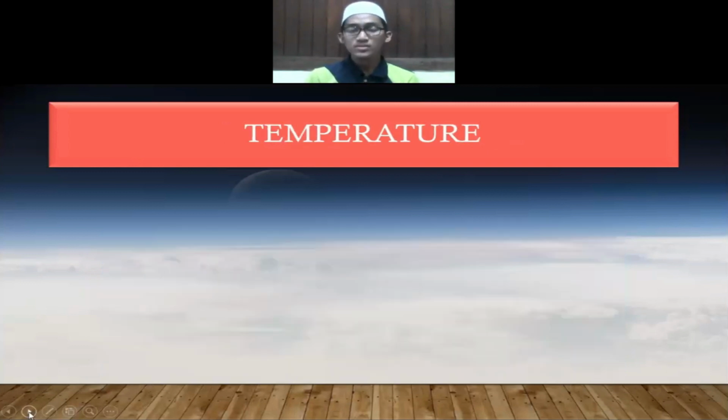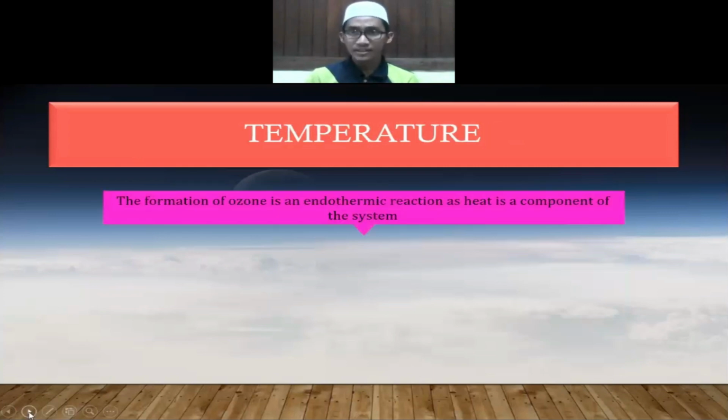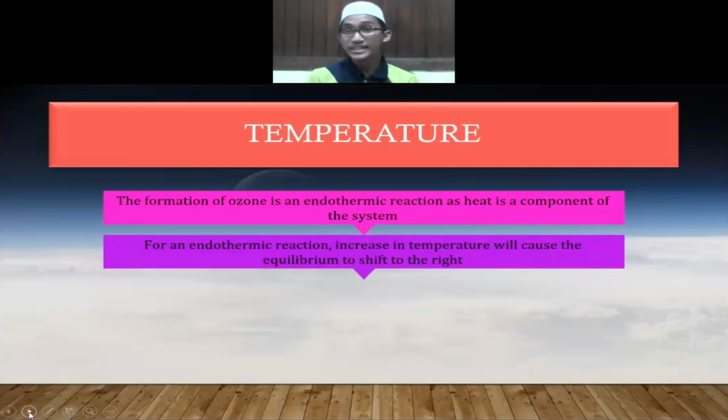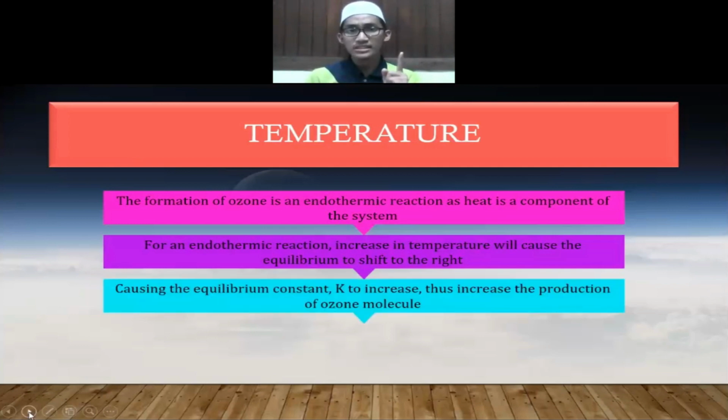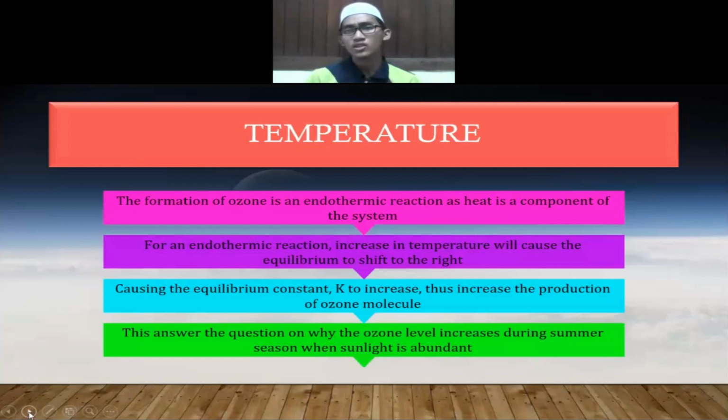Next, change in temperature. Formation of ozone is an endothermic reaction where heat is a component of the system. For an endothermic reaction, an increase of temperature will cause the equilibrium to shift to the right. This will cause the equilibrium constant to increase, thus increasing the production of ozone molecules. This explains why the ozone level increases during the summer season where sunlight is abundant.